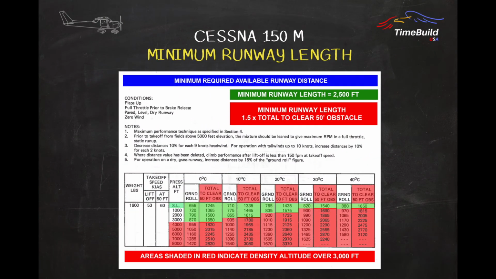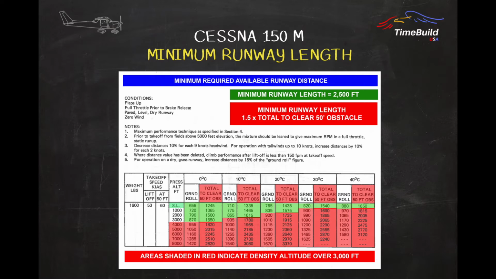In light of all the factors that can affect takeoff and landing performance, and in order to help our pilots manage the risks, TimeBuild USA requires that pilots operate our aircraft from paved runways having at least 2,500 feet of available distance. It is recognized that operation at higher density altitudes increases takeoff and landing distance, and therefore an additional safety margin will need to be added to the 2,500 foot requirement under those circumstances.